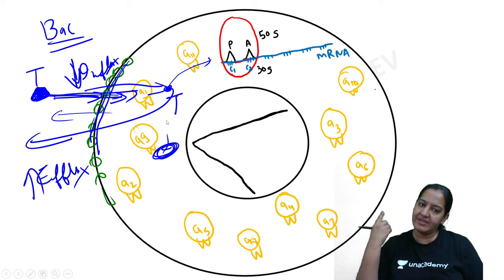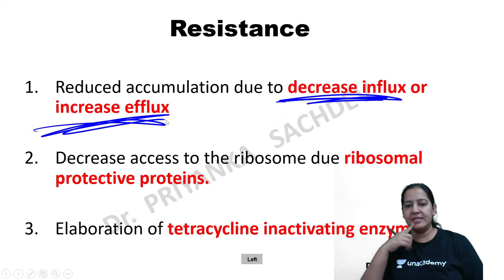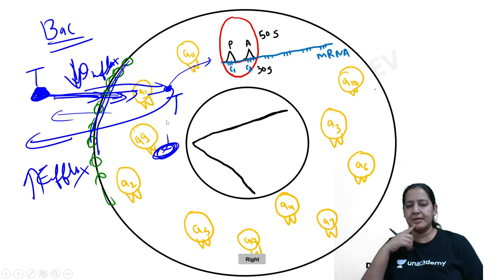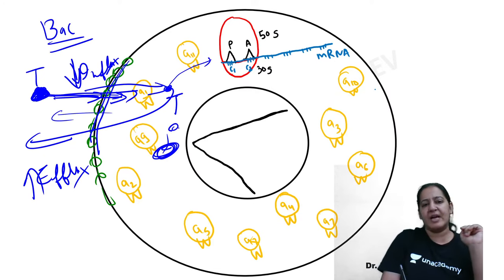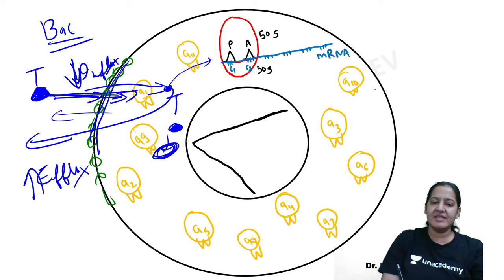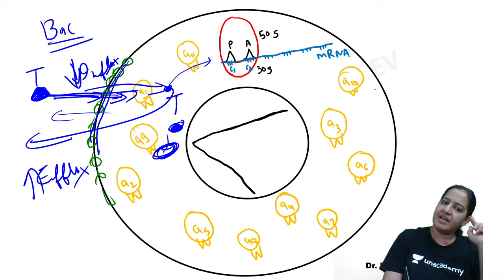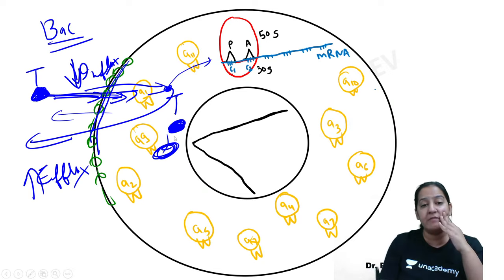Give me a thumbs up. By decreasing influx or increasing efflux, that is the first mechanism. Everyone give me a thumbs up. And the second mechanism: just suppose somehow tetracycline entered. The influx and efflux mechanism is not working and tetracycline entered inside the cell. Now what will the bacteria do?